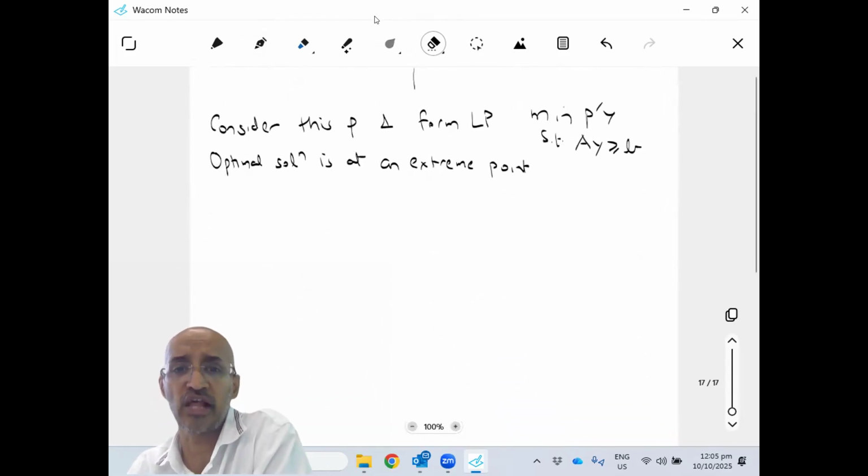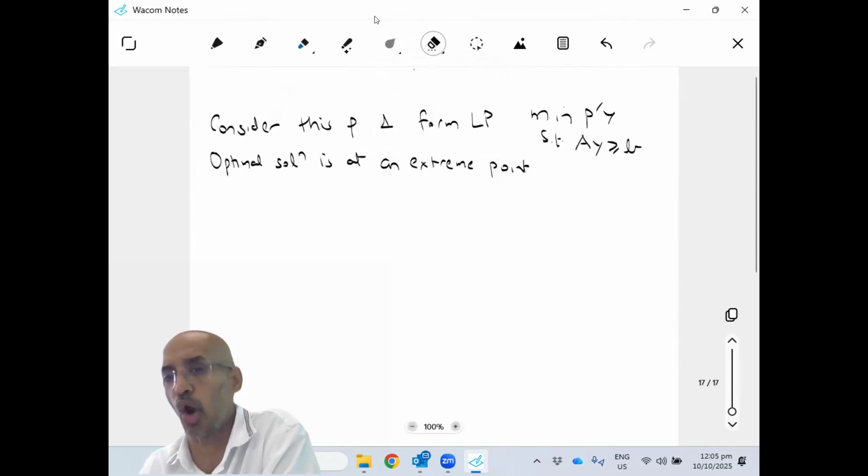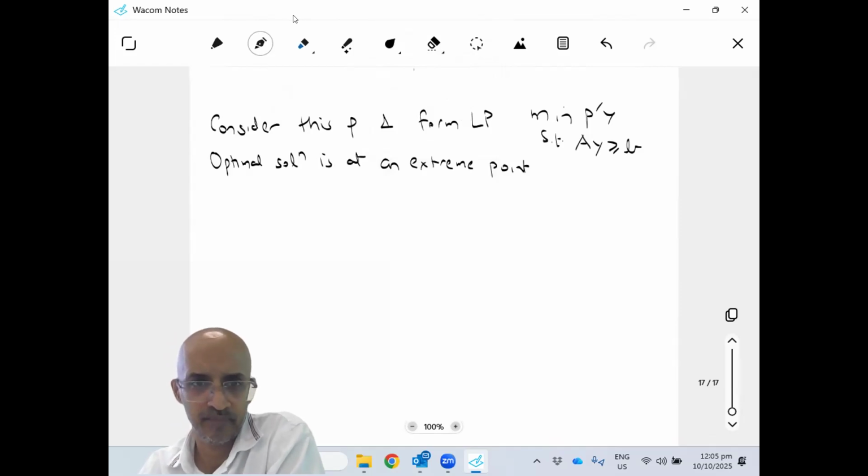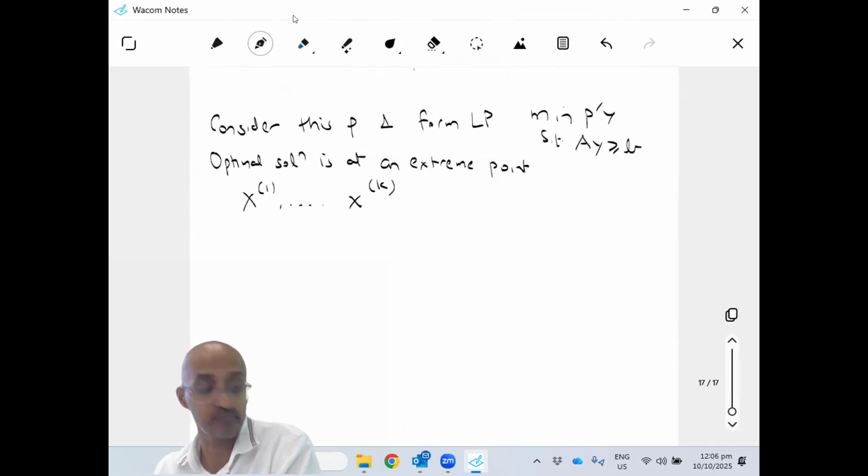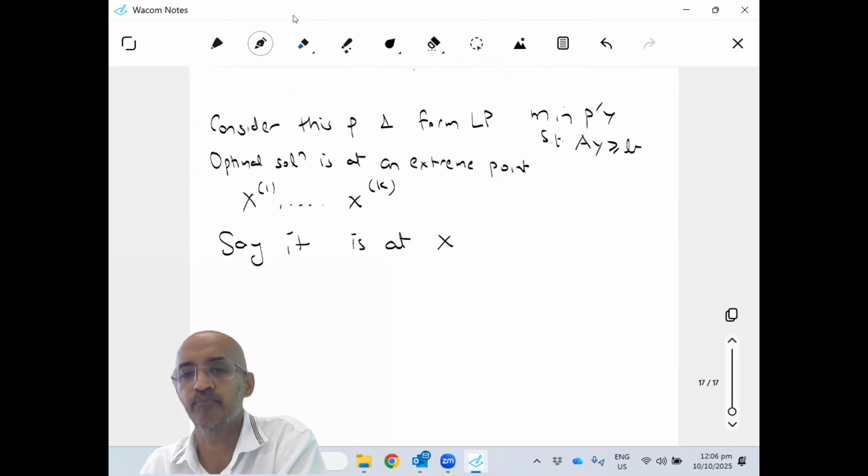So consider this LP. We form the LP minimum. We know that the optimal solution for this is one of the extreme points, which is basically either x1 up to xk. So let's say it is at an extreme point, let's say at xk.